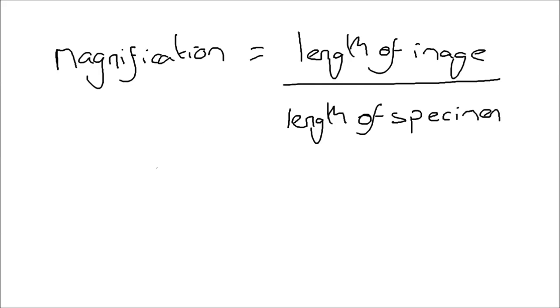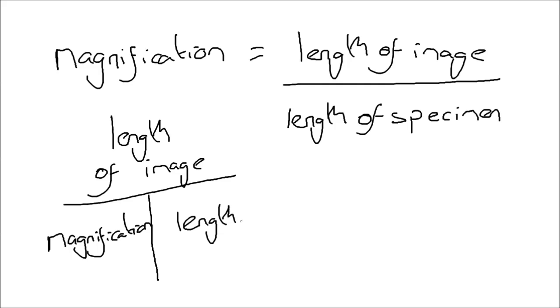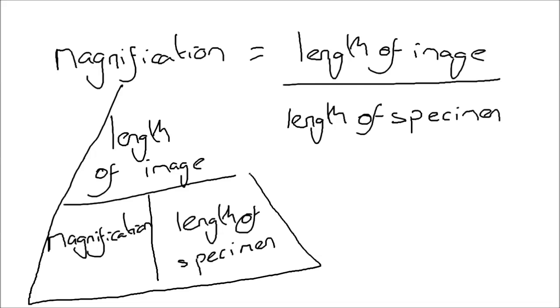Now if you struggle with maths, or if you struggle at rearranging equations, then there is a formula pyramid. So that basically starts off with length of the image at the top, and then you've got magnification, and you've got length of the specimen, and that can be put into a neat formula pyramid like that.